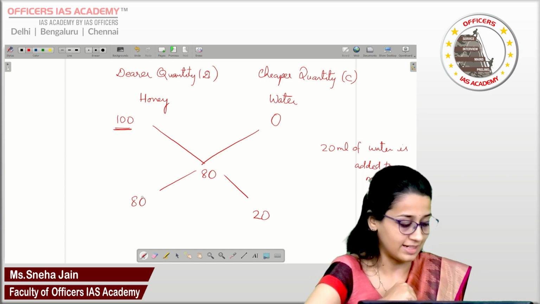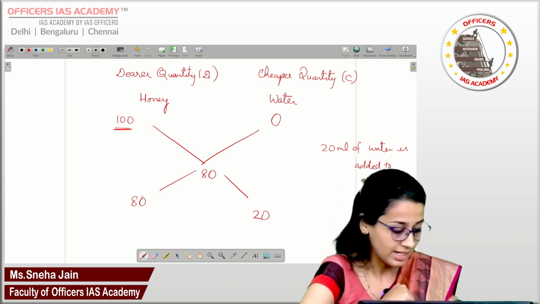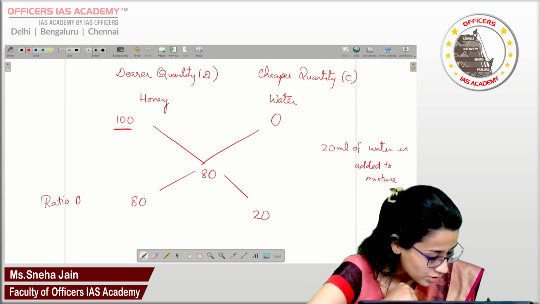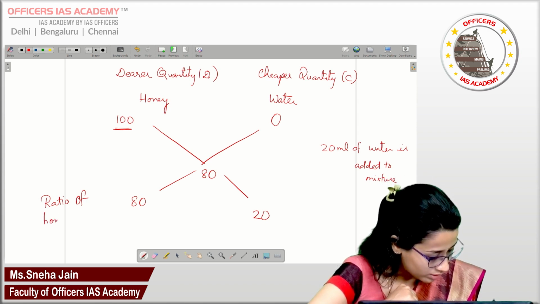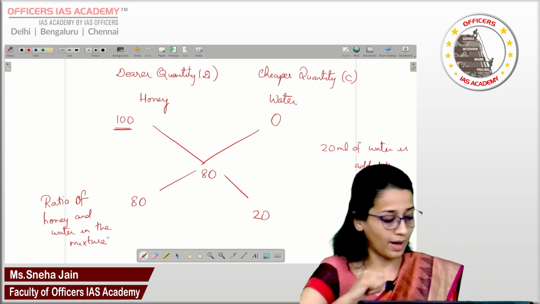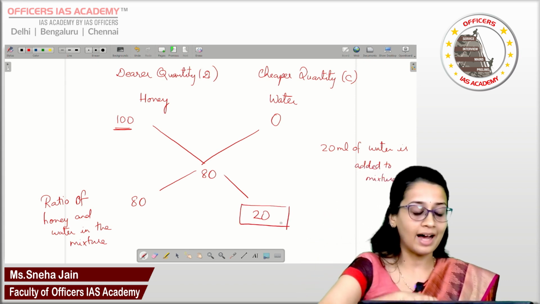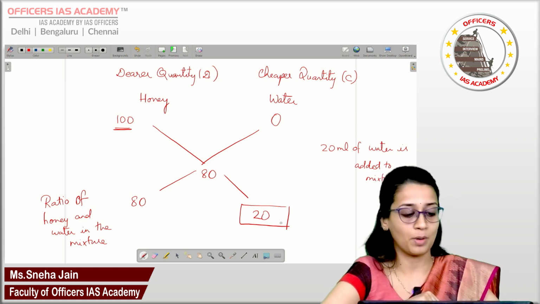0 minus 80 is 80 and 100 minus 80 is 20. So what you arrive at is the ratio of honey and water in the mixture. So your answer is 20% of water is added to this mixture so that you gain 20% profit on selling the same honey.